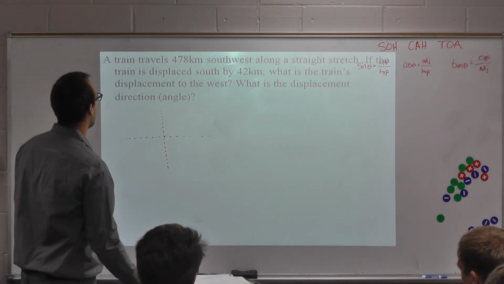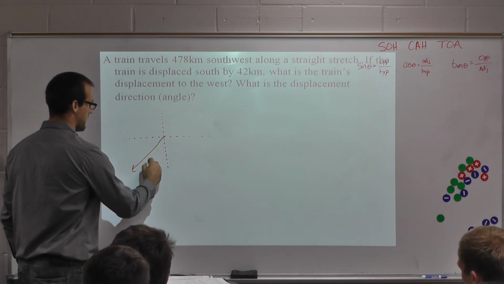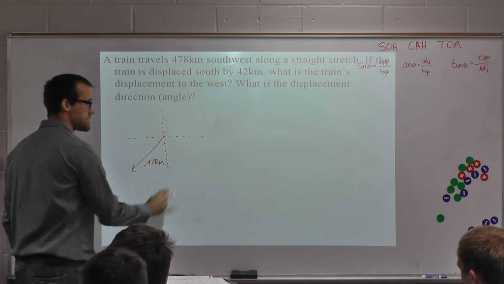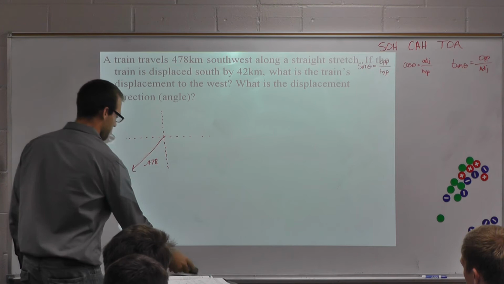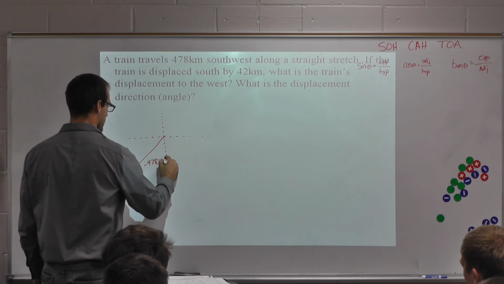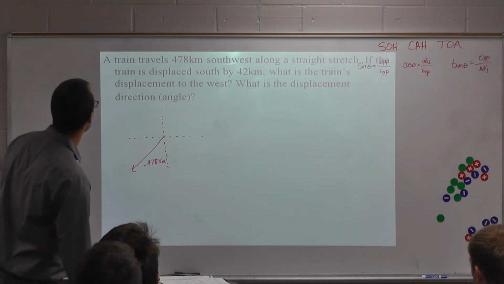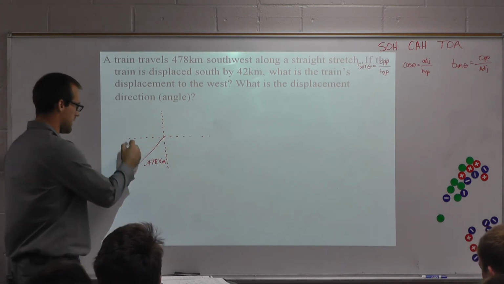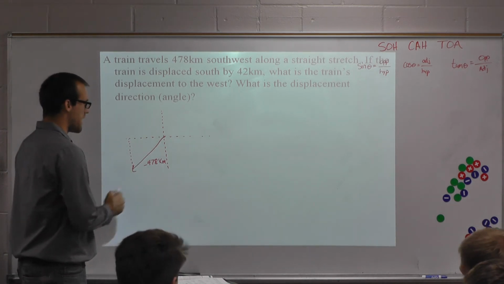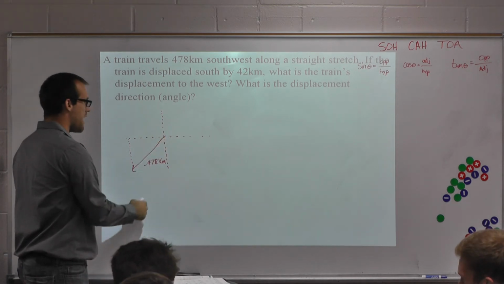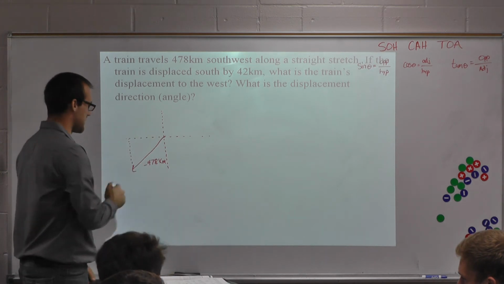Context here. We have a southwest displacement, so now we're going this way. It's negative 478 kilometers. If the train is displaced south, that would be along the origin. I drew mine along the origin. But then you'd have to have an X here, and I already had an X there. Does that make sense why I did it that way?